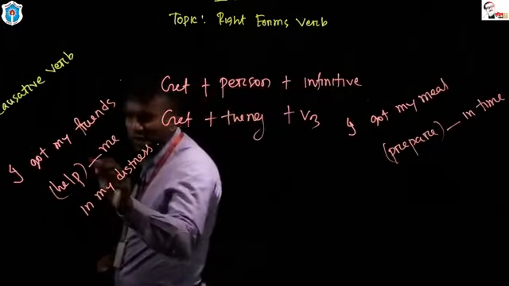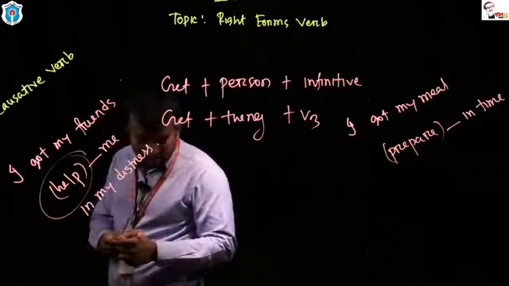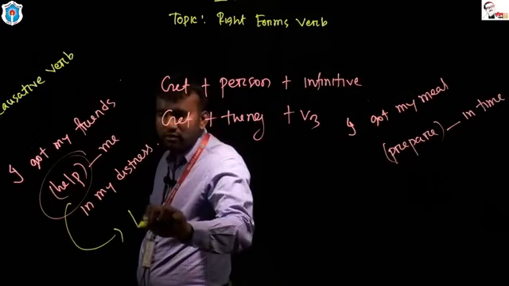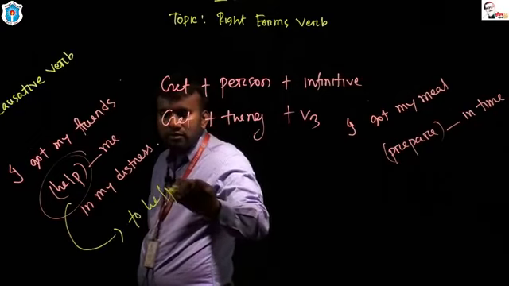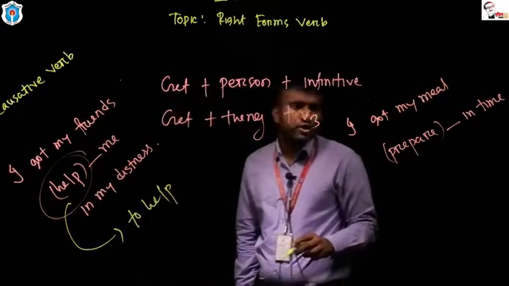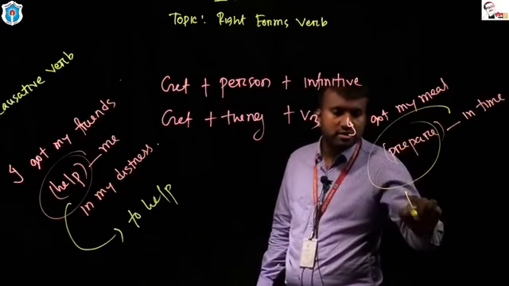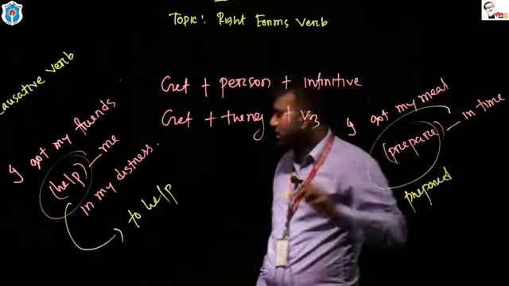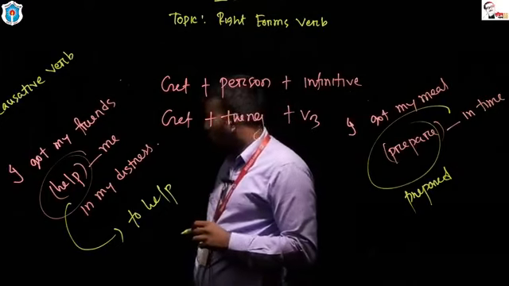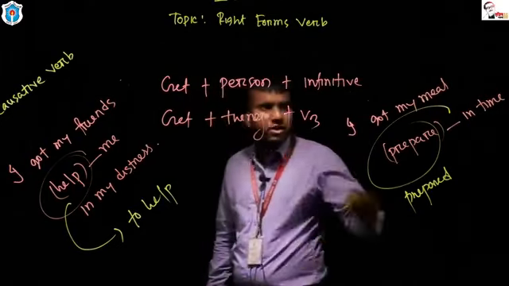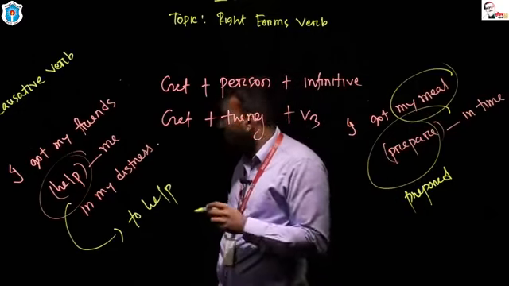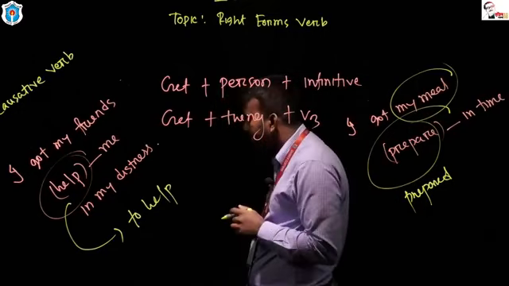That's why for question number one, you have to use "to help," and for question number two, you have to use "prepared." Clear? No, don't try to prepare. I have used a thing. After a thing, you have to use the past participle. Okay.